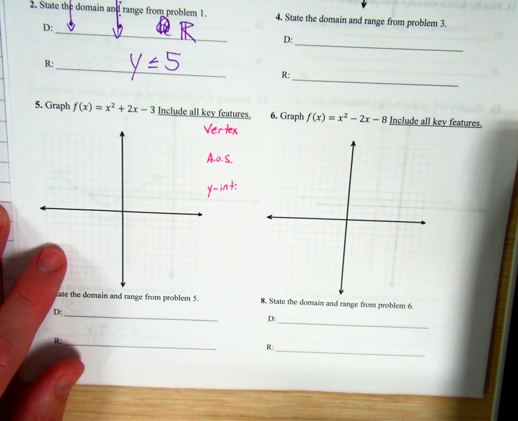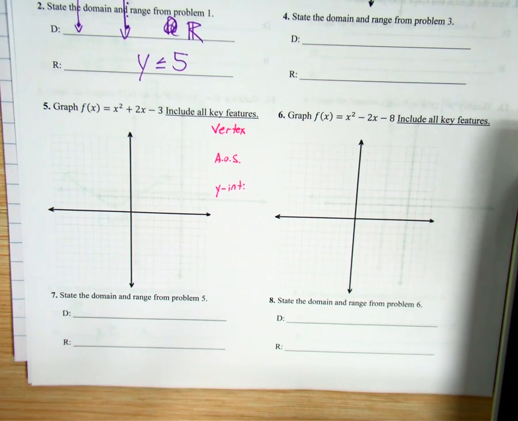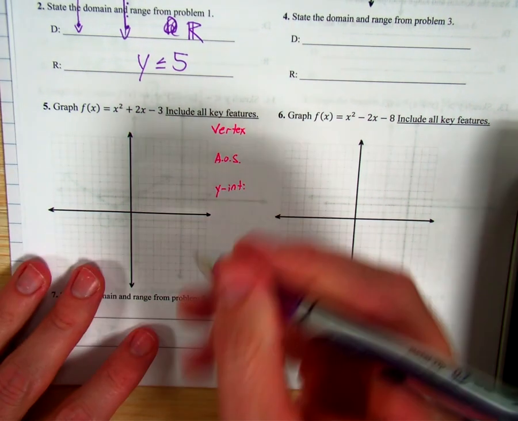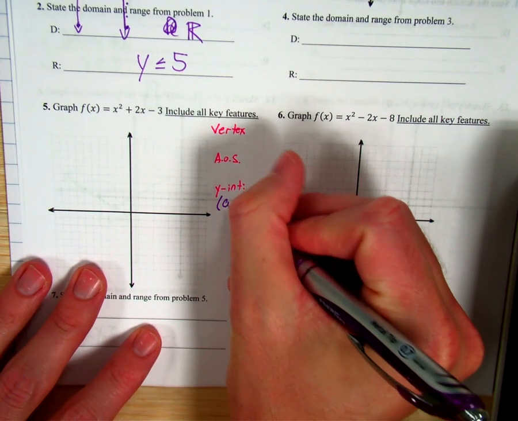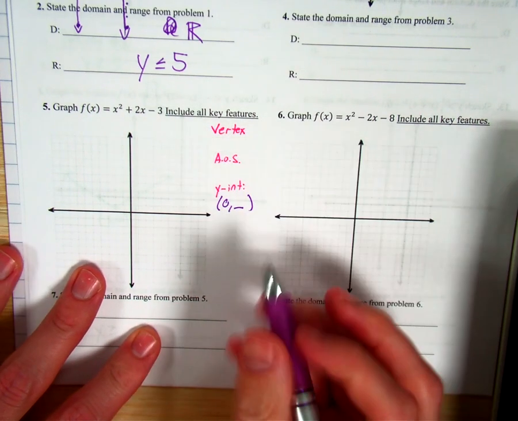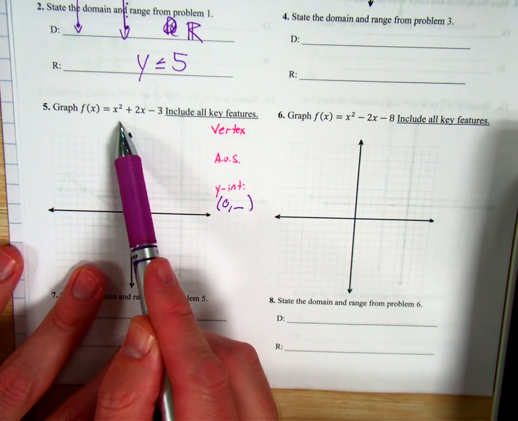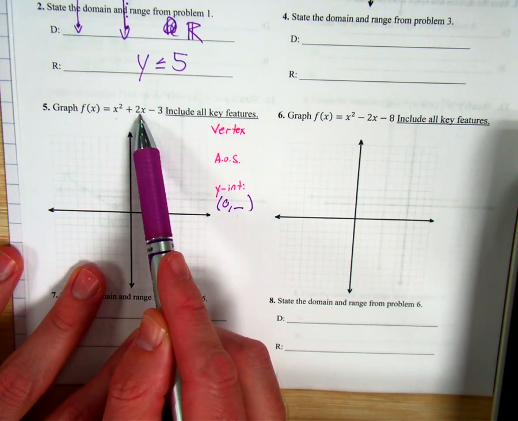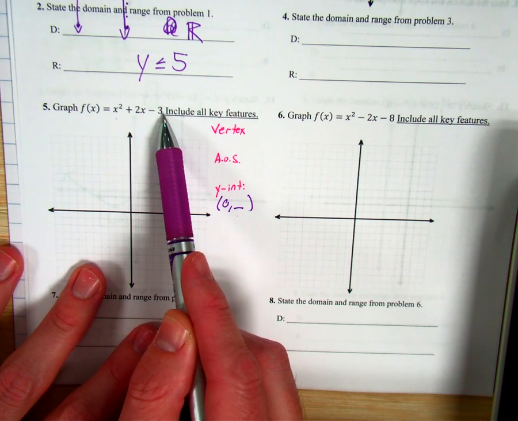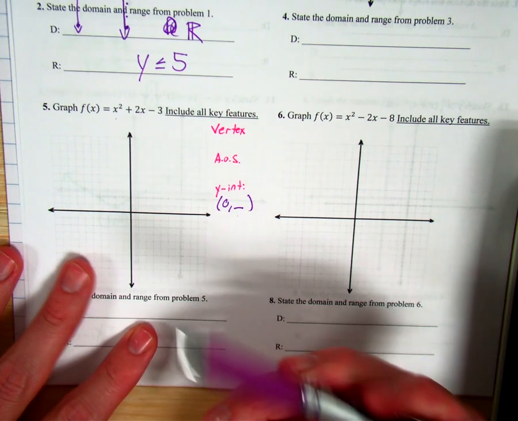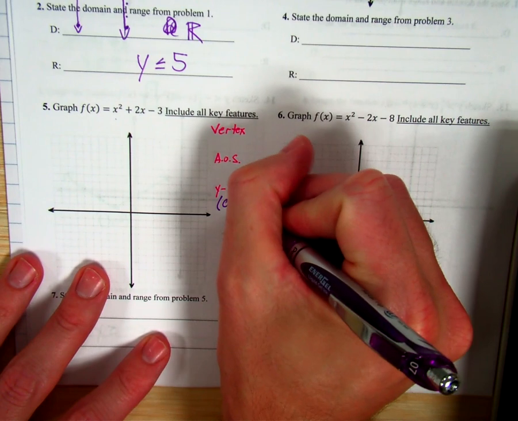Okay, it almost goes in reverse, though, of ease to do. Remember, our y-intercept is always 0 comma. 0 comma is really easy to do in this form because 0 squared is 0. Something times 0 is 0. So it's going to be the last number at the end, negative 3.